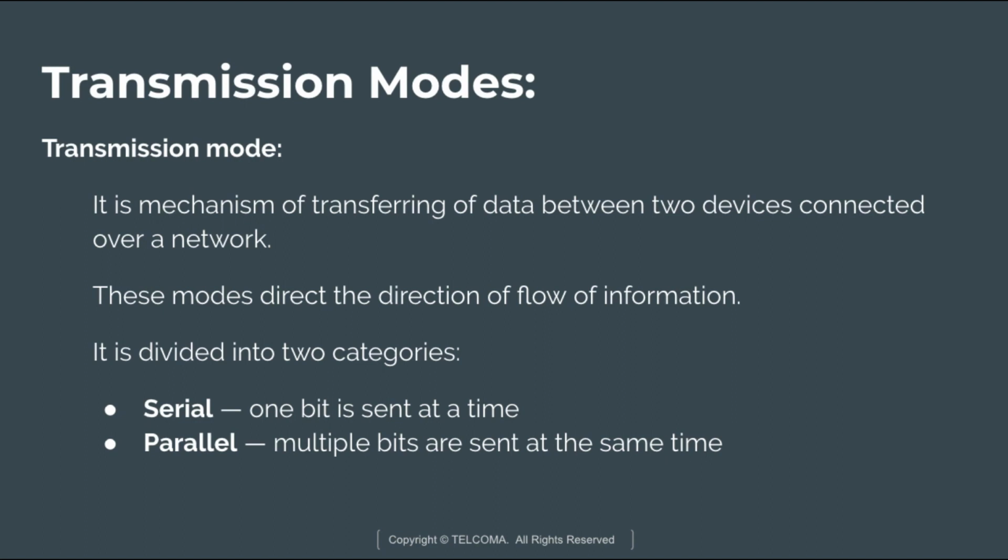It is a mechanism of transferring data between two devices connected over a network. These modes direct the direction of flow of information, and it is also known as the communication mode. Here these transmission modes are divided into two categories: serial mode and parallel mode. In serial mode, one bit is sent at a time, whereas in parallel, multiple bits are sent at the same time. The serial transmission mode is further divided into asynchronous, synchronous, and isochronous.